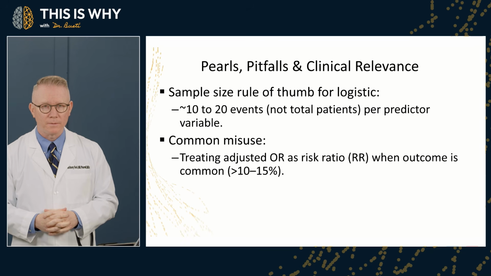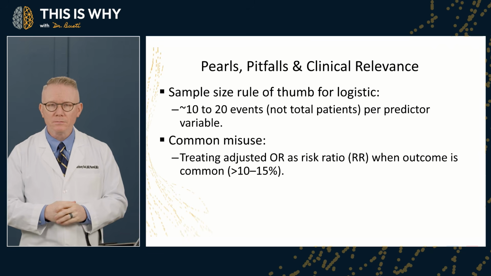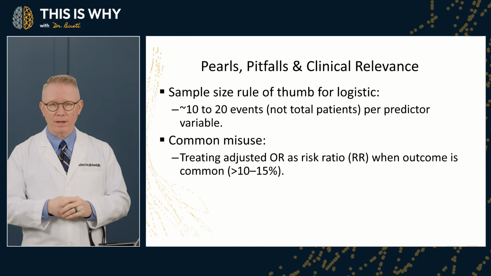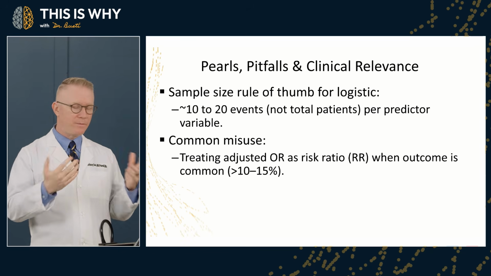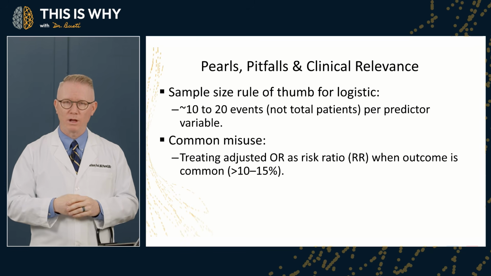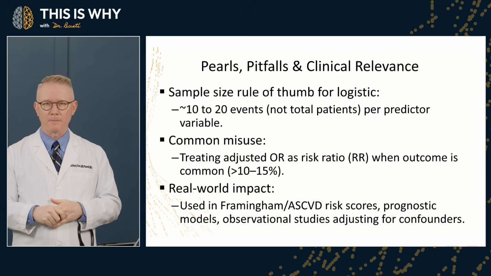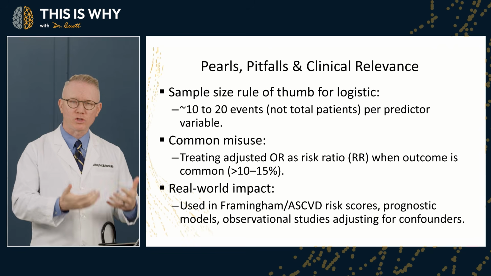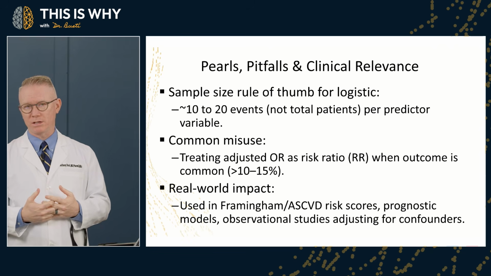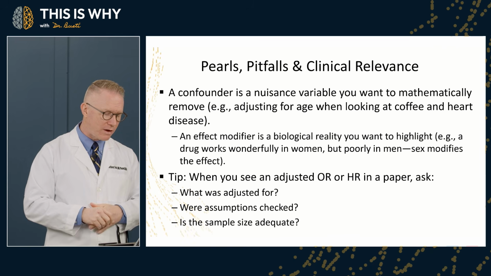Common misuse: treating the adjusted OR, odds ratio, as a risk ratio when the outcome is common. People use, again, this is where terminology gets a little wonky. You've got to keep yourself oriented. And then there's the real world impact. These are used in scoring tools, prognostic models, and observational studies that adjust for and control for confounders.